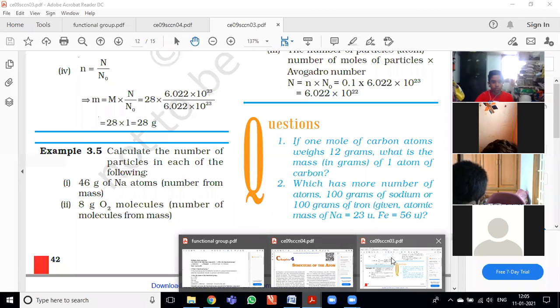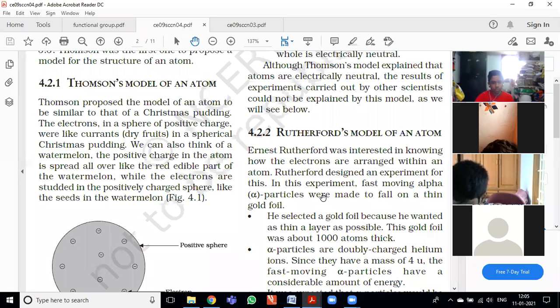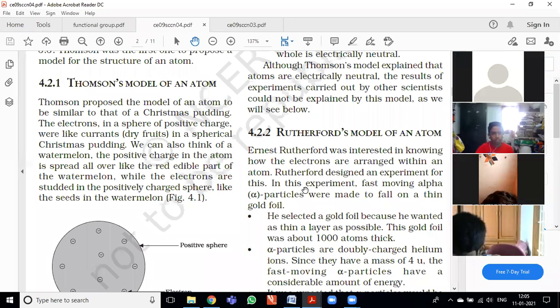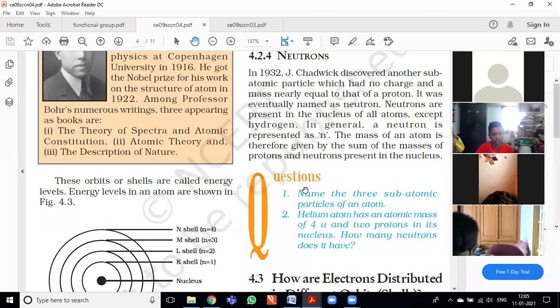Okay. Coming to the structure of atoms, the diagram is very important. The Goldstein experiment is also very important. Name the scientists and what they found. Okay, these are very important questions. Who discovered the neutron? Chadwick discovered neutrons. So wherever a diagram is necessary, you must draw the diagrams in science.